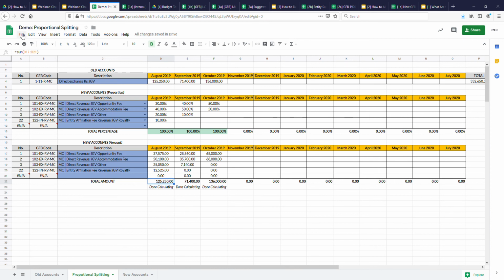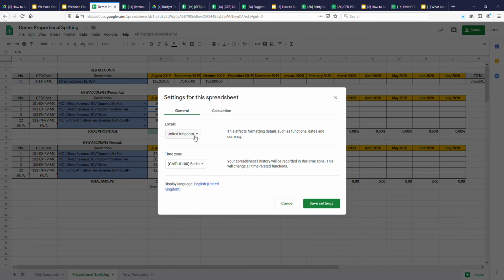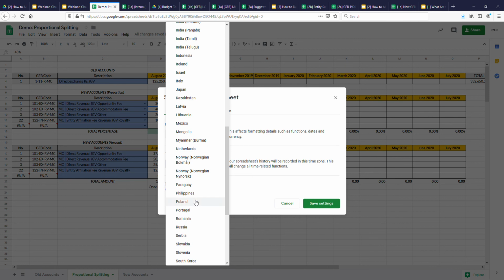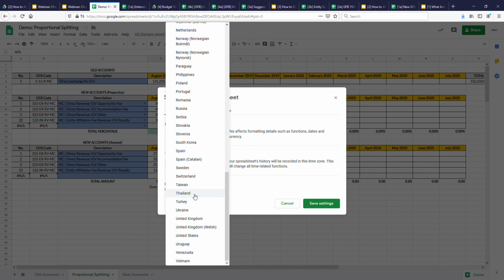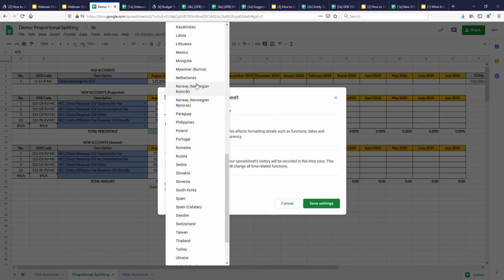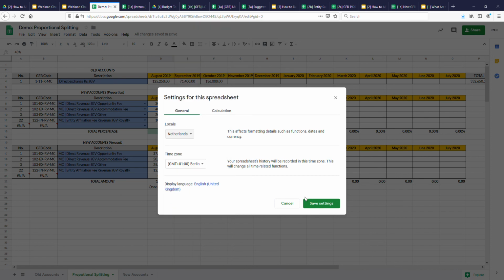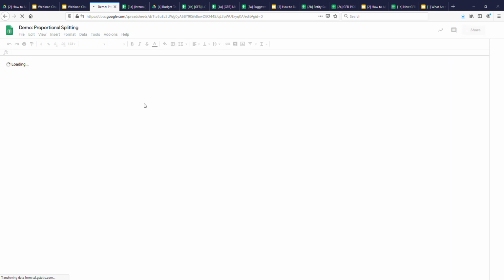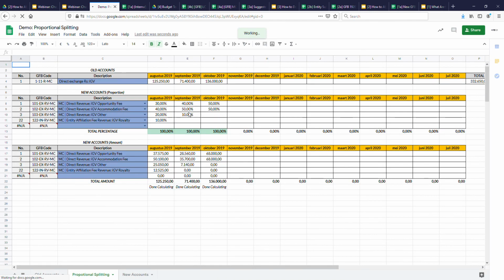So imagine you want to change the decimals from decimal period to decimal comma, which is what the majority of Europe uses. You just click File, click Spreadsheet Settings, and choose an entity that is using a different decimal. So let's say Netherlands. I'll click Save Settings, and then you just have to wait a few seconds for this to redo, and then you will notice the decimals are changed into a different format, from a period to a comma.